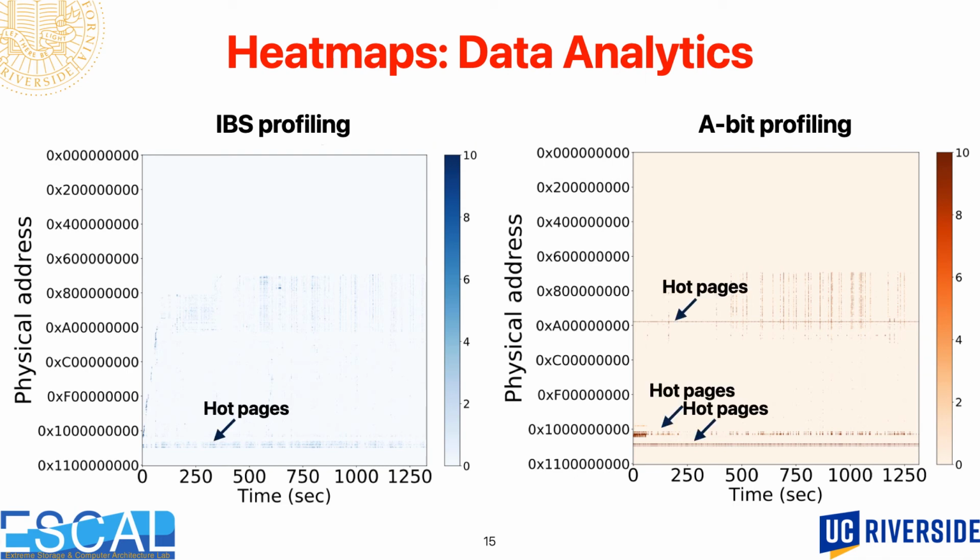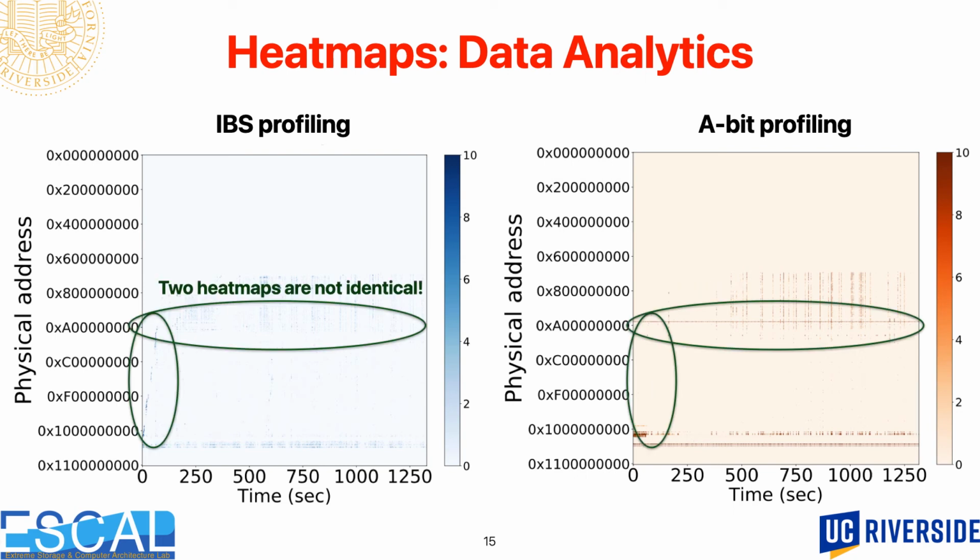The first observation from the heat map is that we can see the hot region. This information can be used to decide memory allocation and migration policies. Next, we can see green circles. They show the two heat maps are not identical. That means each profiling method can collect different pages. This is the second observation: IBS and A-bit can be complementary methods to provide comprehensive memory access.